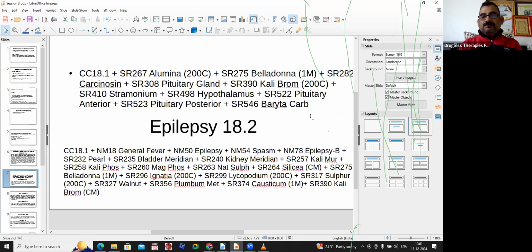Epilepsy. See here what they do: add CC 18.1. Whatever we studied first is to be added into this mixture. Again, there will be some repetition, to make the thought strong. So you see, epilepsy, spasm, and these are all mixture number, we have seen it, and the kidney meridian. Thinking of all this, the great healers thought that if you add these healing remedies, it will cover the epilepsy.